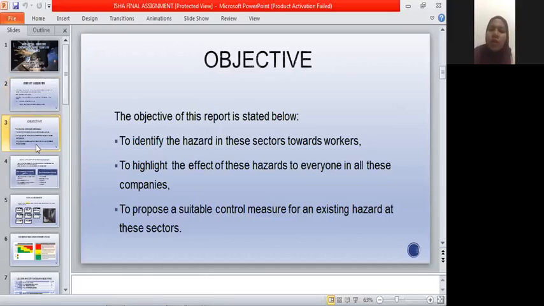The objectives of this report are stated below: to identify the hazards in this sector towards workers, then to highlight the effect of these hazards on everyone in all these companies, and to propose suitable control measures for existing hazards in these sectors. That's all for the objectives.